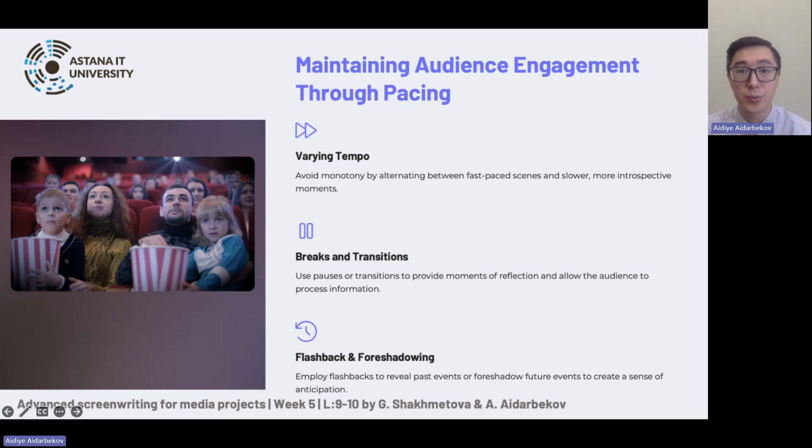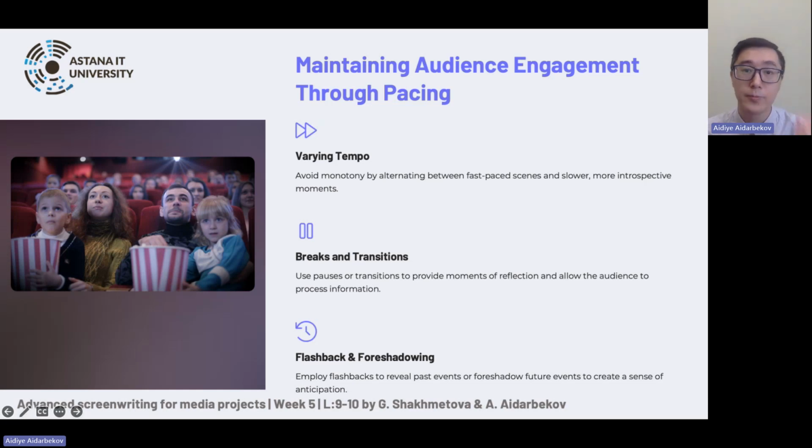So, maintaining audience engagement through pacing. Pacing again is very important in different projects because through pacing you can show our audience where they can think more about the plot or where they can mostly watch the action, the scenes and what's happening. Through different pacing techniques we can maintain audience engagement.